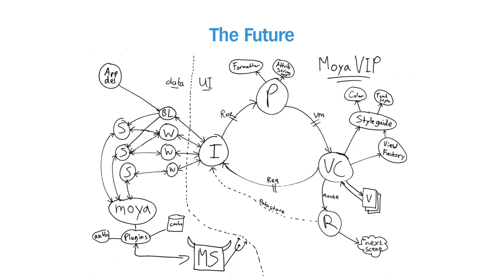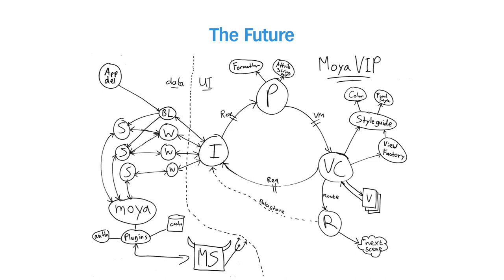Using, in our case, we have a style guide, we have the view factory I talked about, there's a color guide, the font style guide, all that stuff to normalize, to have reusable styling in the app. So kind of like style sheets for the web, but for iOS.